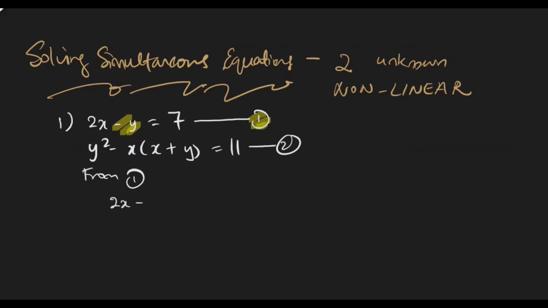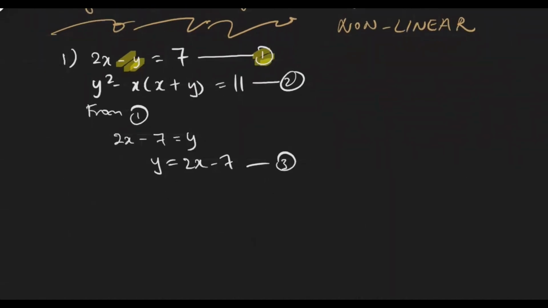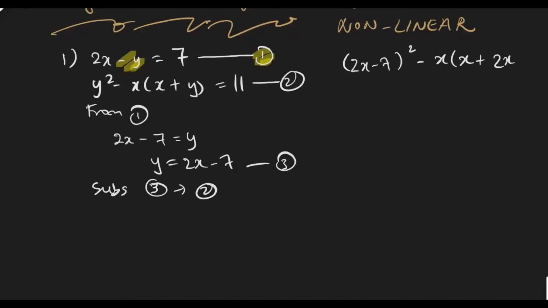So I'm going to start with 1, and I'm going to make y my subject. I'm going to move whatever I do not want to the other side and name it equation 3. And what happens next is I'm going to substitute the new equation 3, which I obtained from equation 1, into equation 2. And this is what I get. Wherever I see y, I'm going to put in 2x minus 7. And I'm just going to open up the bracket.